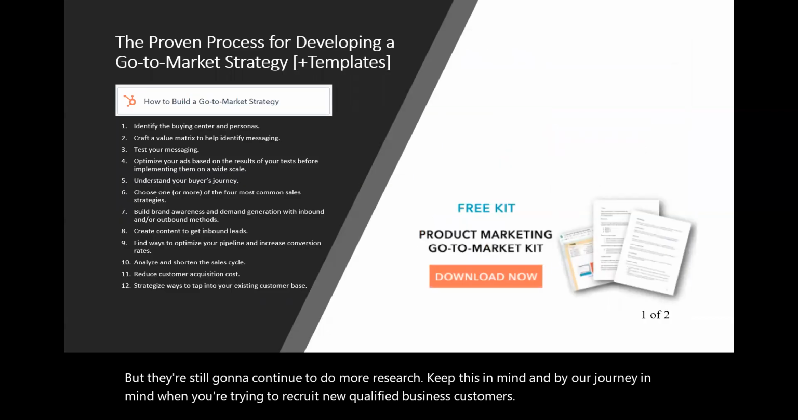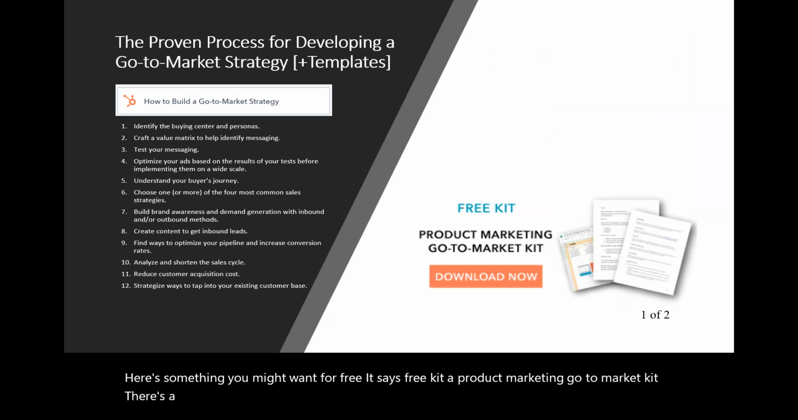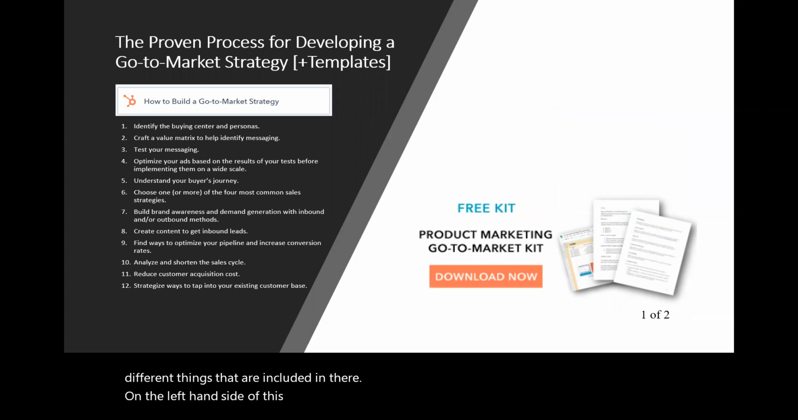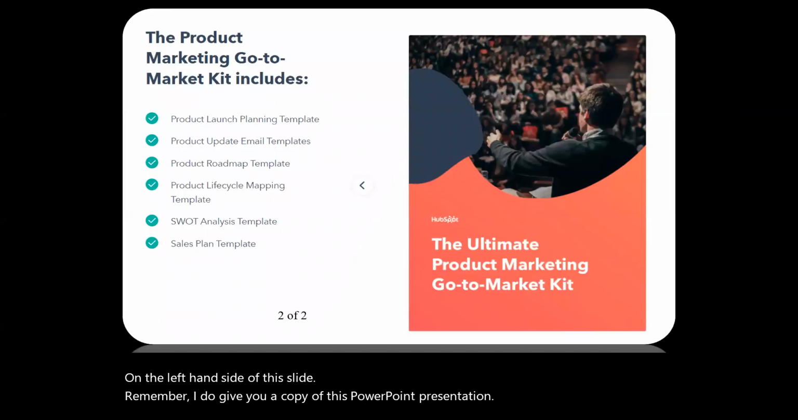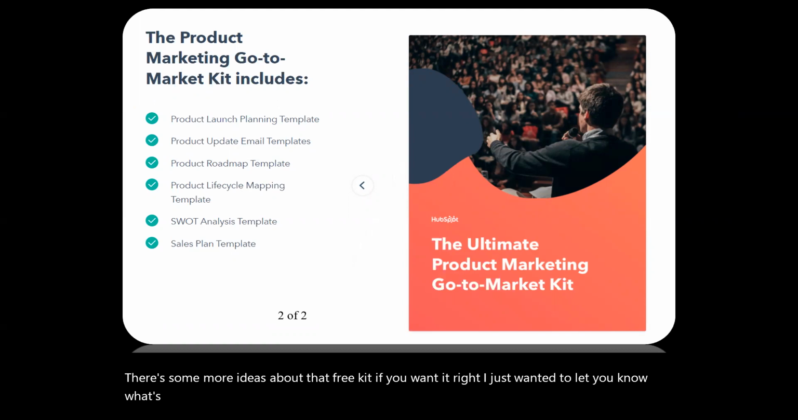Here's something you might want for free. It says free kit, a product marketing go-to-market kit, to download now. You can download that and read it. What's in there? You can see the different things that are included on the left-hand side of the slide. Remember, I do give you a copy of this PowerPoint presentation. There's some more ideas about that free kit if you want it. I just wanted to let you know what's available so you can go get it if you want it.